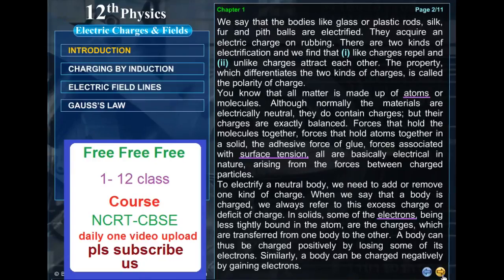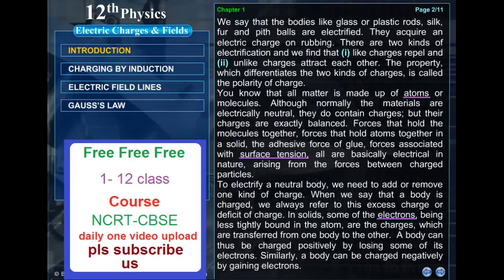There are two kinds of electrification, and we find that like charges repel and unlike charges attract each other. The property which differentiates the two kinds of charges is called the polarity of charge. You know that all matter is made up of atoms or molecules. Although normally the materials are electrically neutral, they do contain charges, but their charges are exactly balanced.